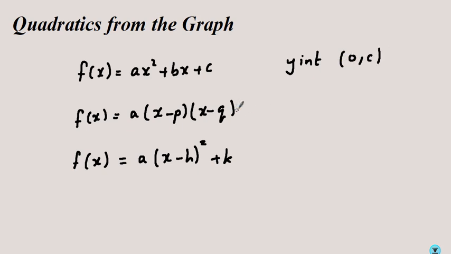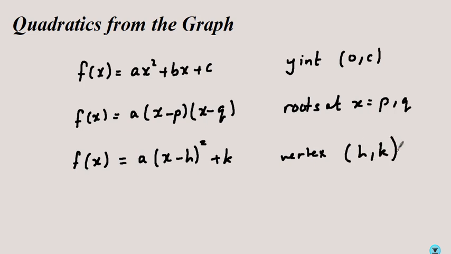In the factorized form, we have roots at x equals p and q. And in the vertex form, we know that the coordinates of the vertex are h, k. So in order to find the equation of a quadratic by looking at the graph, we have to see what information is given on the graph, and we can choose the most appropriate form to work with. Let's look at some examples.